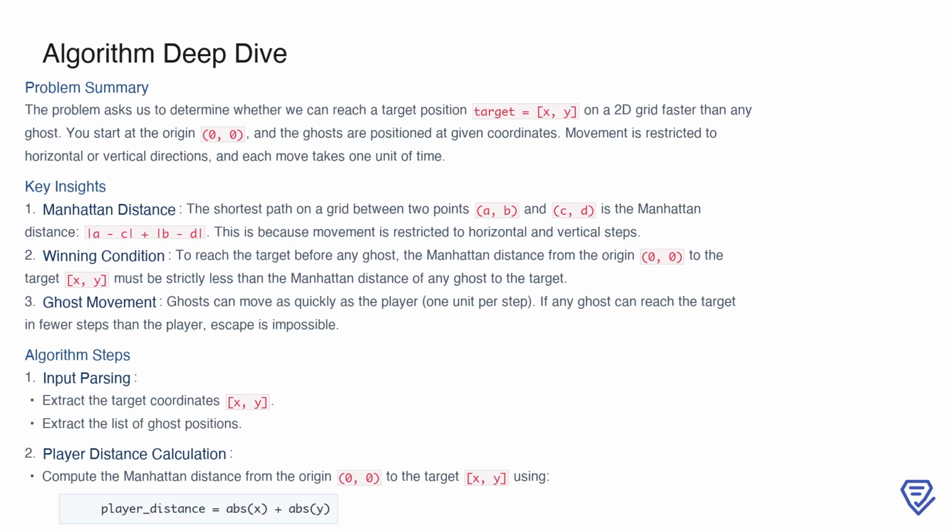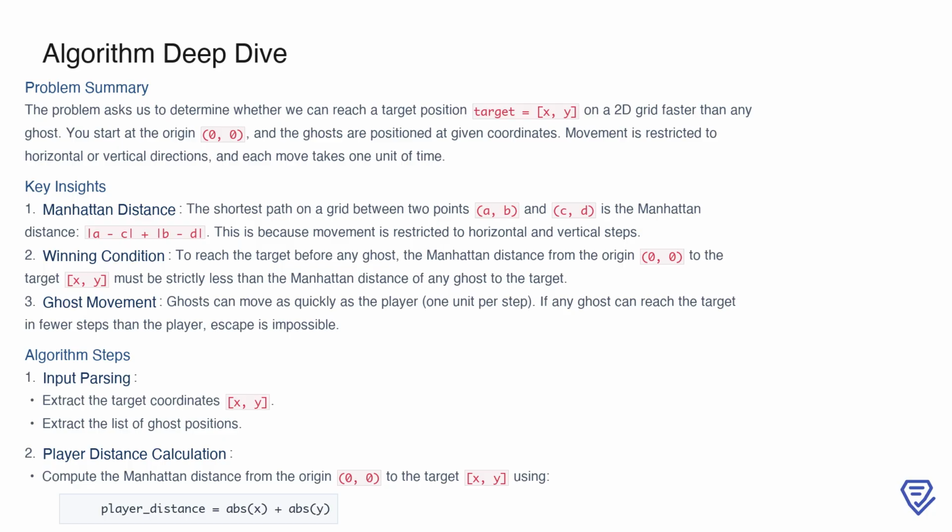This problem challenges us to determine if we can reach a target position on a 2D grid faster than any ghost. Starting at the origin, you and the ghosts can only move in horizontal or vertical steps, with each step taking 1 unit of time. The shortest path between 2 points on this grid is defined by the Manhattan distance, calculated as the sum of the absolute differences between the x and y coordinates of the points. To escape the ghosts, your Manhattan distance from the origin to the target must be strictly less than that of any ghost to the same target. Ghosts move just as fast as you, so even a single ghost reaching the target as quickly as you would make escape impossible.